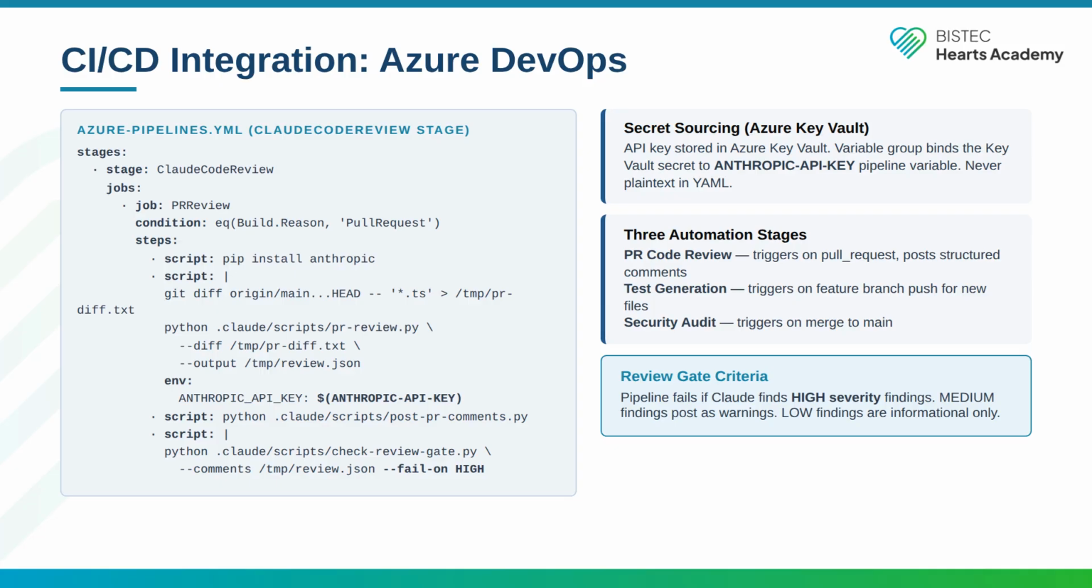The gate criteria define what constitutes a blocking failure. High severity findings, security vulnerabilities, obvious logic bugs, and PCI DSS violations fail the build. Medium severity findings are posted as warning comments, but don't block the merge. Low severity findings are informational and appear in the review thread without any gate enforcement.